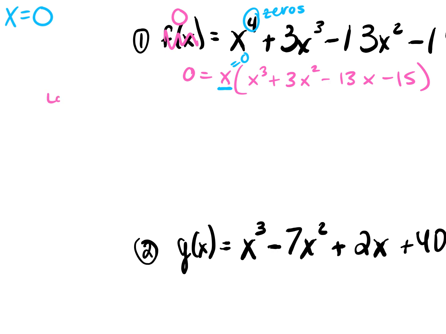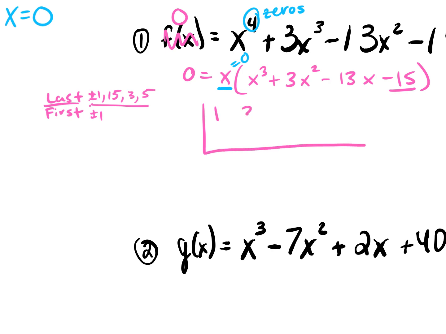Synthetic division, we're going to do last over first, just like the tests. So factors of our last, factors of 15 would be what? Plus or minus 1, 15, 3, 5. Awesome. Plus or minus 1, 15, 3, and 5, over factors of our first, which are just 1. So we're just dealing with whole numbers here. So inside our box, we're going to put 1, 3, negative 13, negative 15.